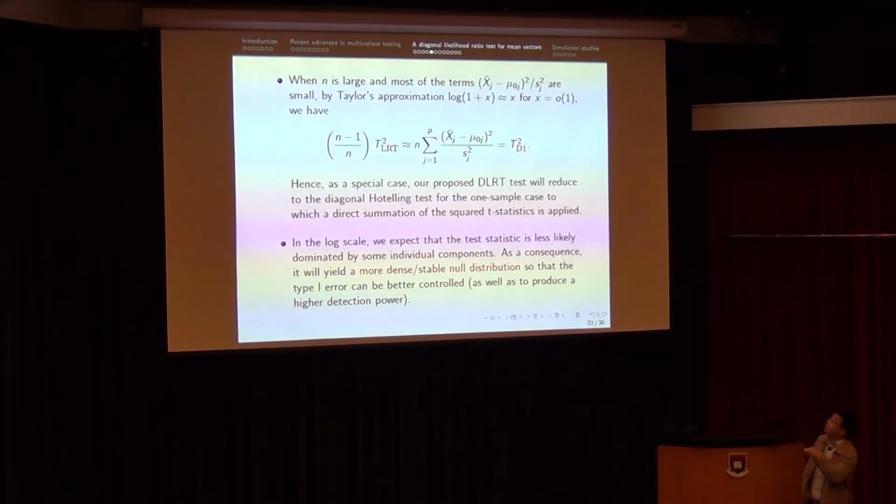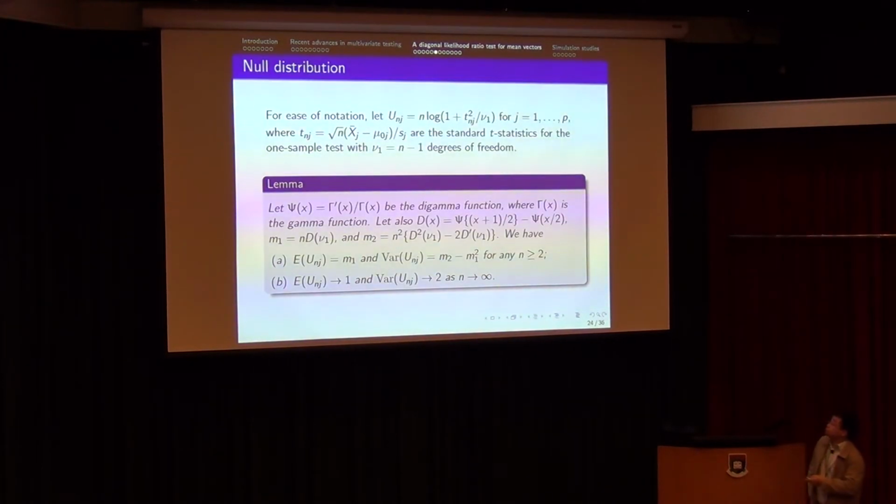But in the log scale, even if one term is extremely large, after we take the log, it does not dominate as much. And eventually we are able to build a more stable null distribution, a more robust null distribution.